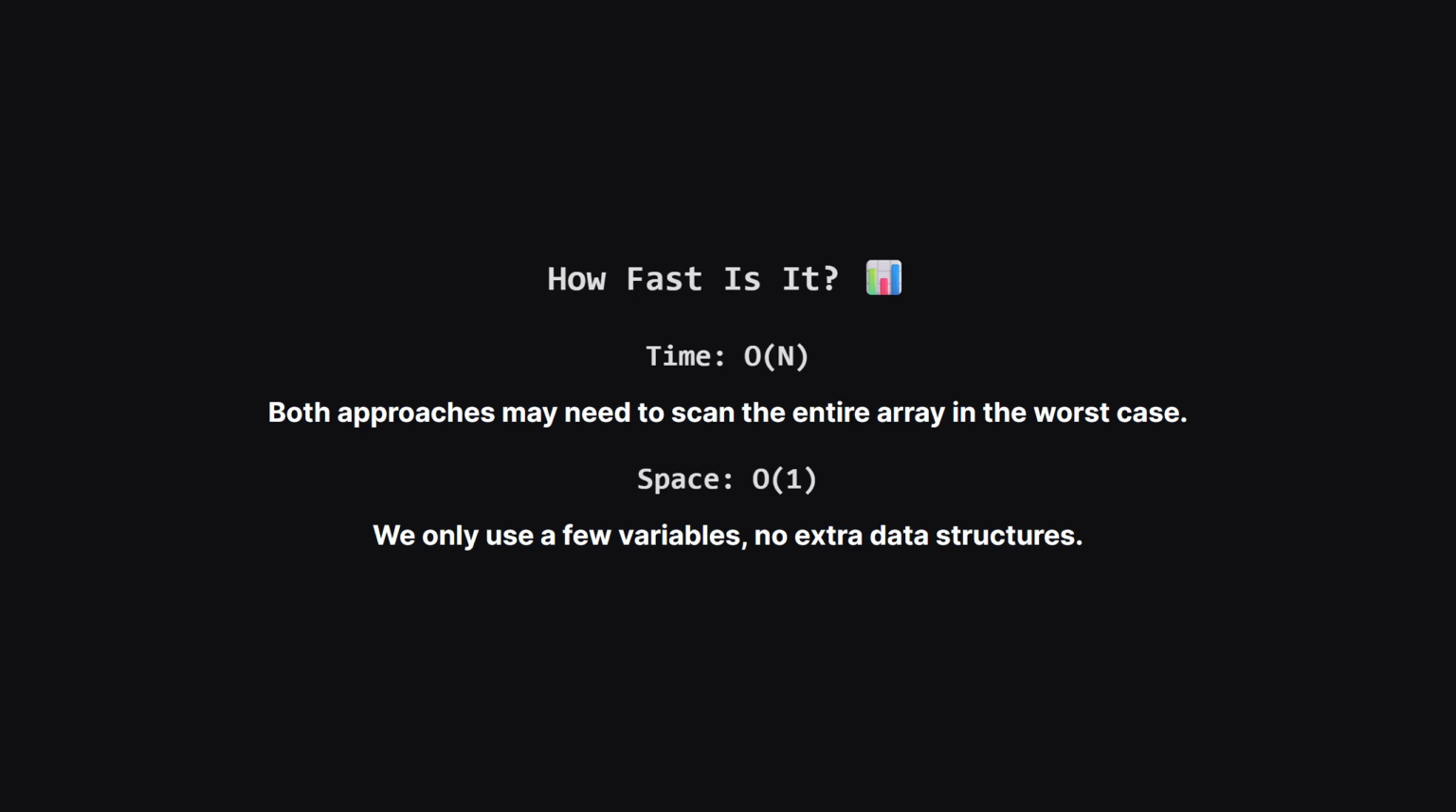So how do these two solutions compare? Well, in terms of performance, they're actually very similar. For time complexity, both are big O of n, where n is the number of bits in the array. In the worst case, both methods might have to look at every single element. And for space complexity, they are both big O of 1, or constant space, because we only use a single pointer variable and don't create any new arrays.